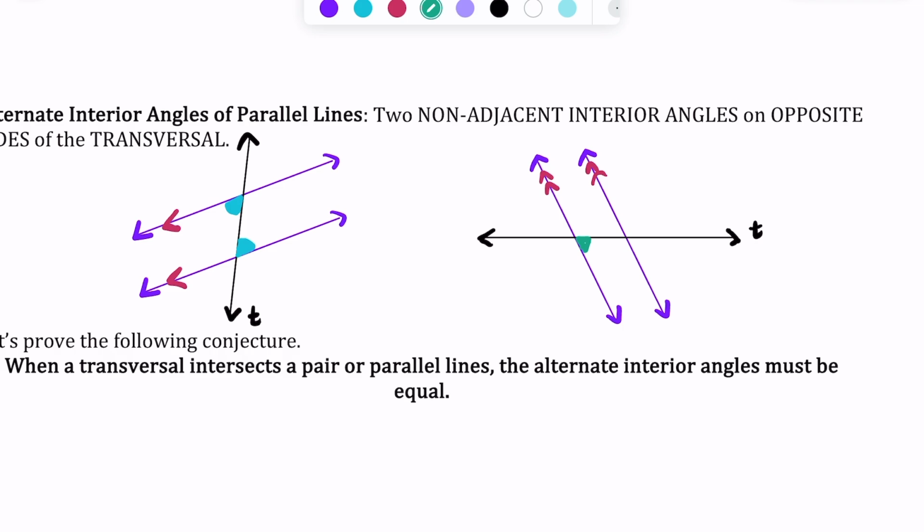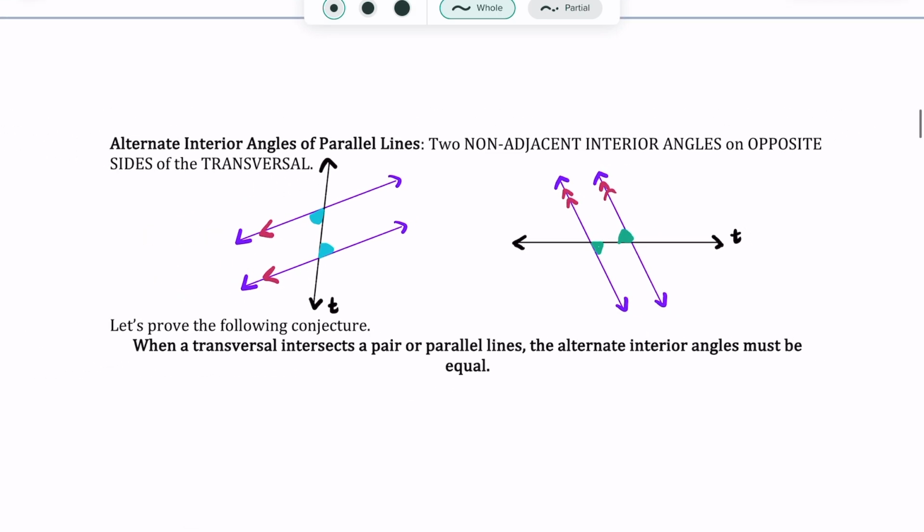Okay? The other one cannot be adjacent. And it cannot be on the same side of the transversal. Here, my green angle was on the bottom. So the other angle must be at the top. So these are my alternate interior angles of parallel lines.